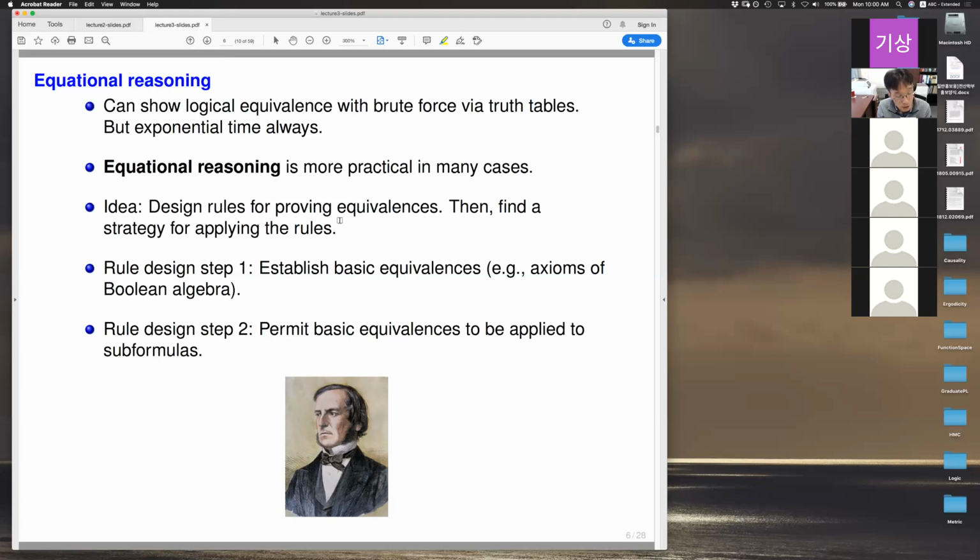To rephrase what I just said, we can check equivalence by brute force using the truth table, which is highly inefficient. A better approach is to use rules to do the proof, and these rules can be constructed in a two-step process. The first is to think about basic equivalences which we can apply, and the second is that we allow these equivalences to be applied to any subformula. So the next question we have to think about is, what are the appropriate basic equivalences?